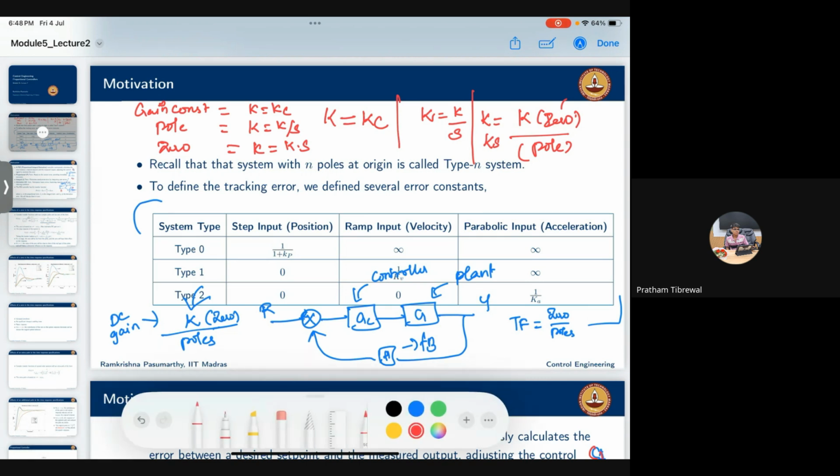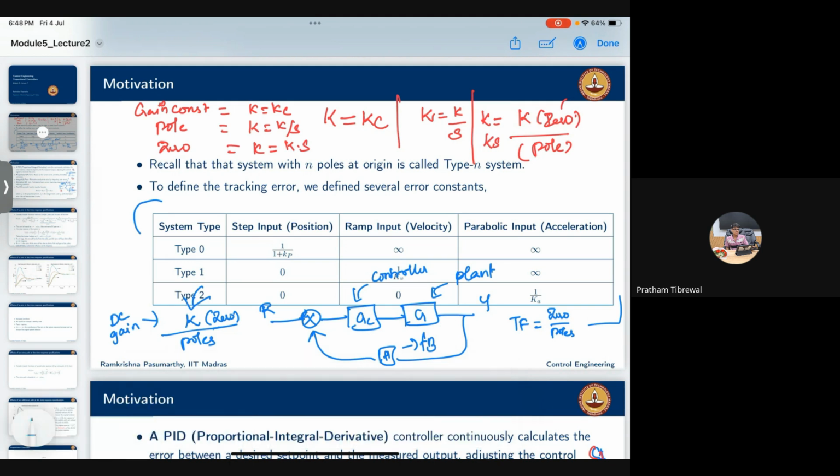This I am going to call as P. This I'm going to call as I. This I'm going to call as D. Why? Because in Laplace transform, if I take a Laplace transform of 1, then it will give 1 by S.